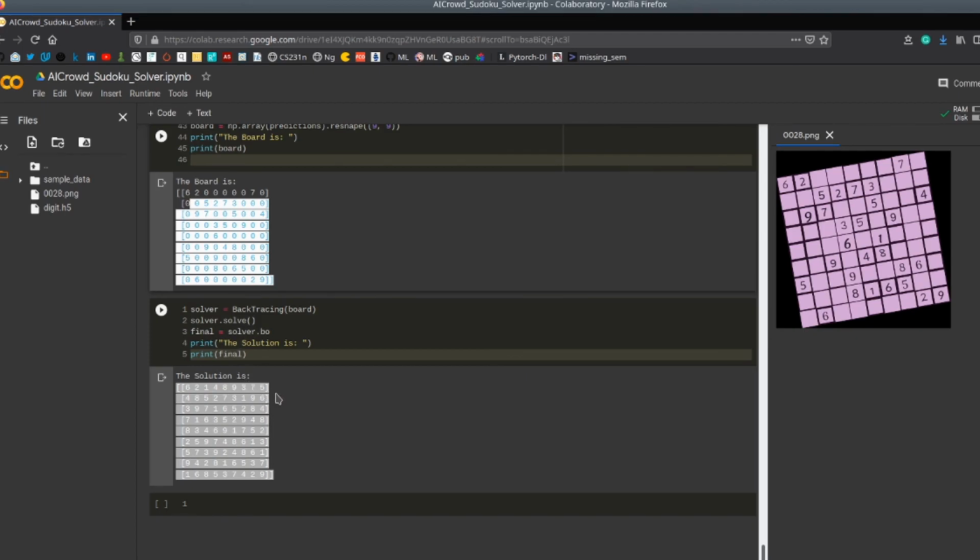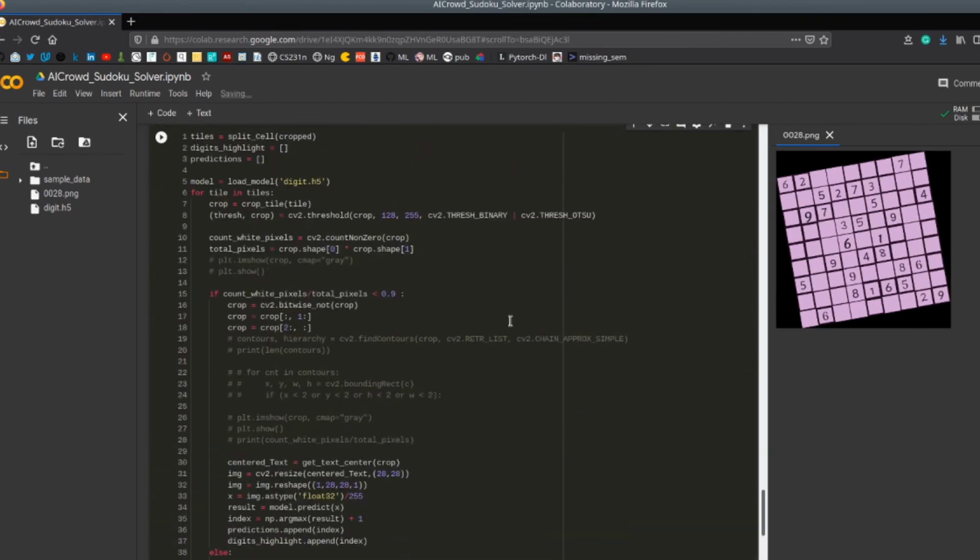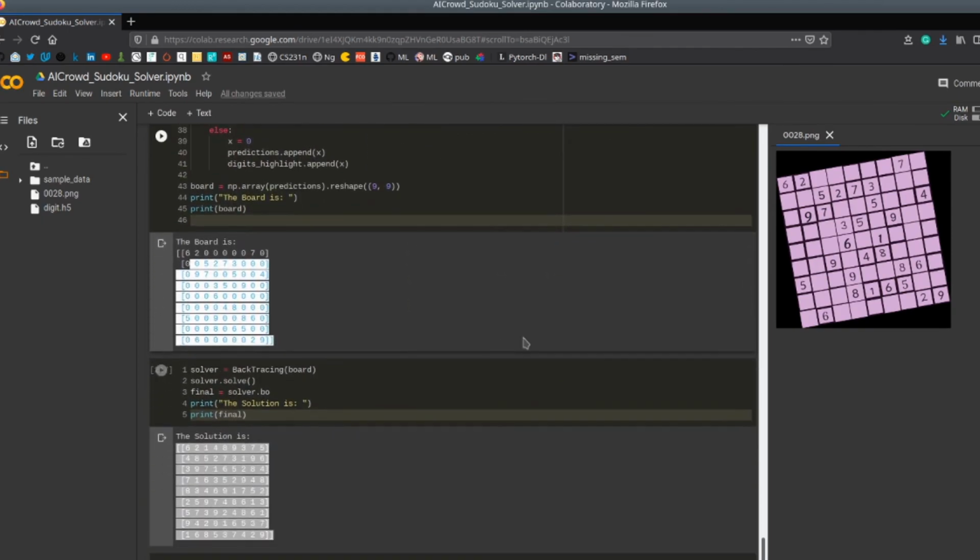And another thing is this cropping and rotating portion mostly works, but when the images are rotated by a slightly different angle, it tends to fail too. So an improvement on this approach would be to make the rotation process more robust and so on.